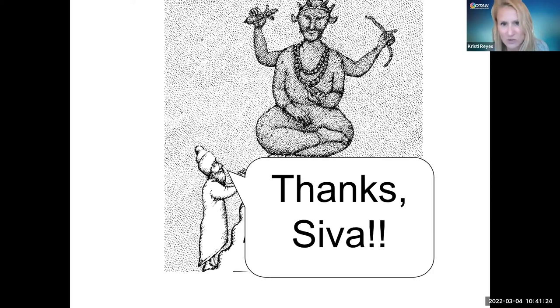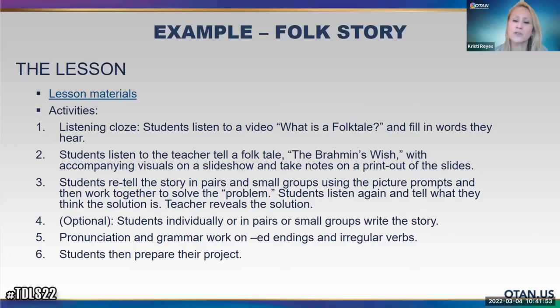grandson eating his rice. So I learned about this activity at my very first CATESOL conference back in 1999, but I added in the technology. So now students had some language practice. They understand better what a folk story is. And then what I did after that is we worked on some grammar preparation, pronunciation with past tense, past continuous. That's what we use to tell stories.